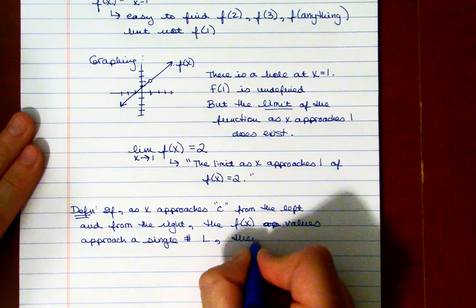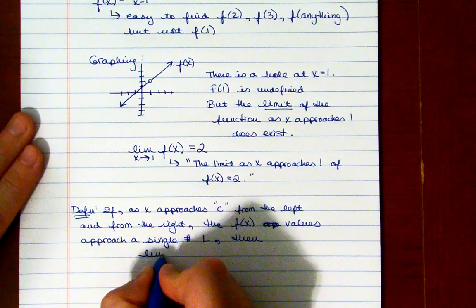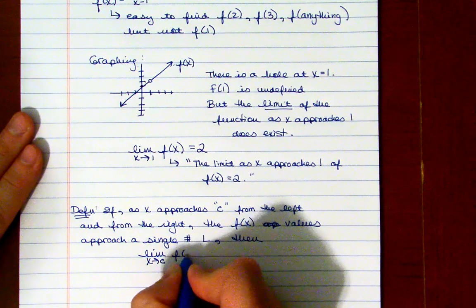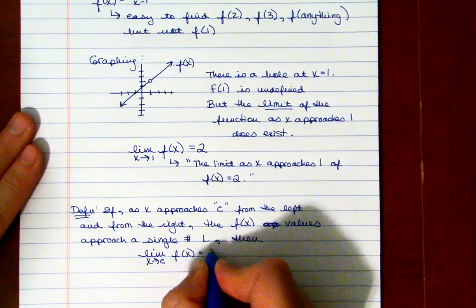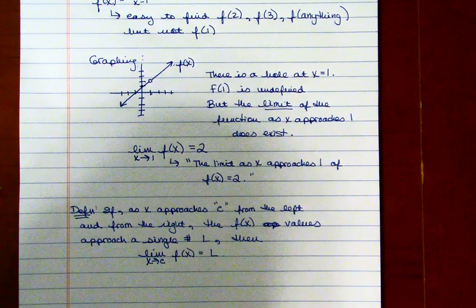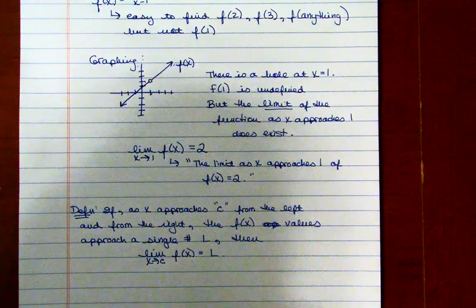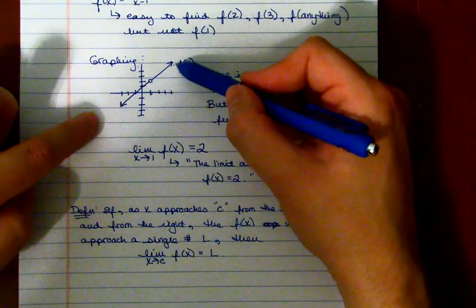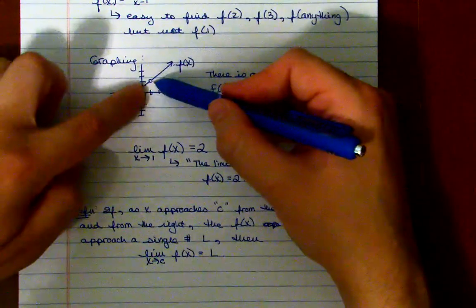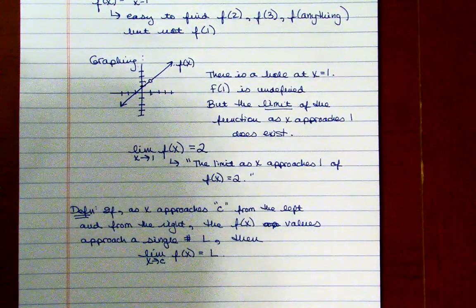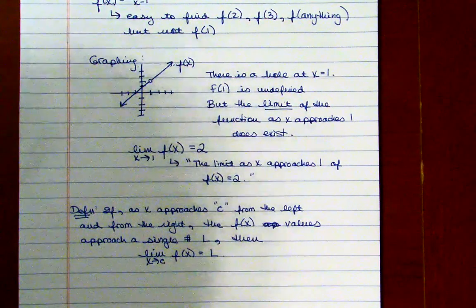Then we would say the limit as x approaches c of my function f of x equals L. If, as my x values are getting really close to one particular number, in this case I was approaching 1, my y values from both sides are also getting really close to a particular number, in this case 2, I would say that that number they're getting really close to is my limit, and it's L.